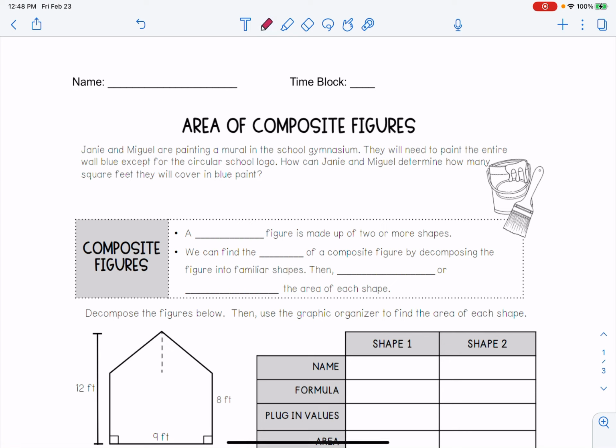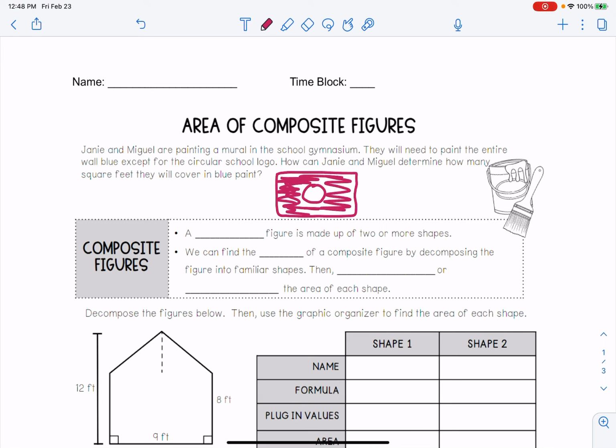Well, let's draw a picture of what this looks like. So we have our wall here, and we have the school logo in the middle. And they're going to paint all of this, okay? So we've got two different shapes here. We have a rectangle and we have a circle.